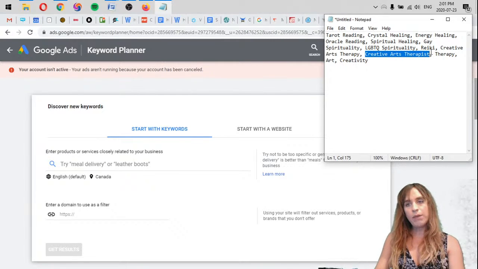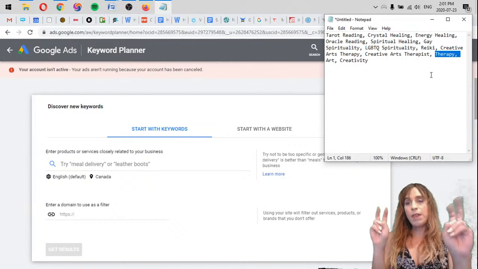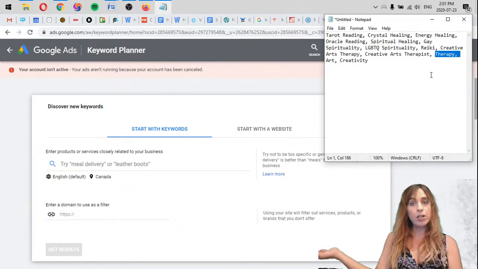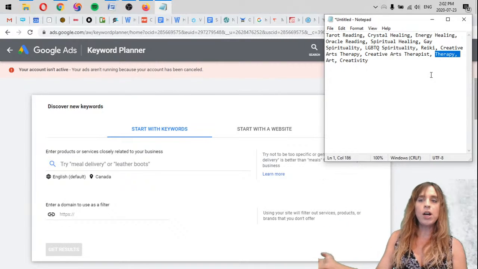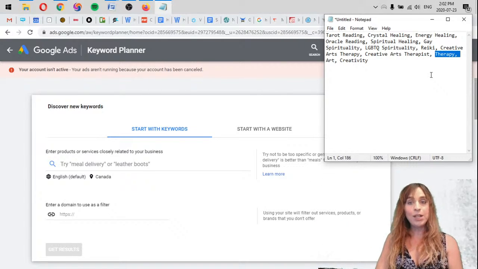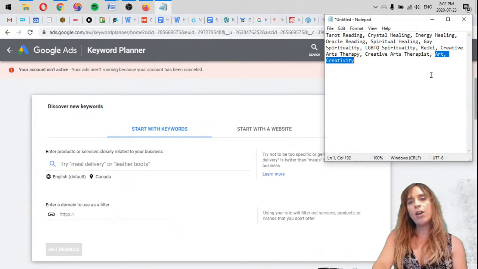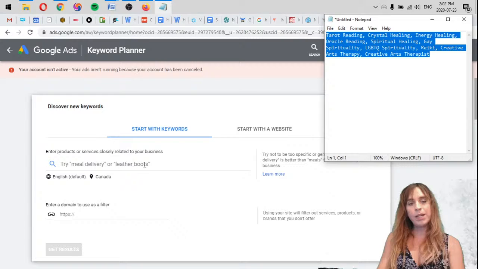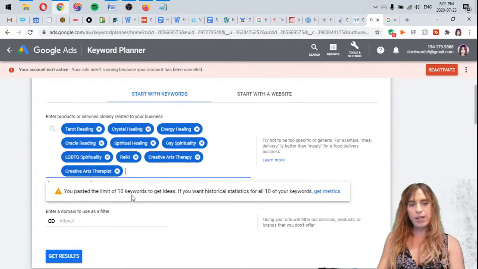Creative arts therapy, creative art therapist, absolutely. Therapy, too broad. He's not a psychotherapist. And often when people Google therapist, they mean psychotherapist, in the same way that someone would Google doctor and mean medical doctor and not dentist, even though a dentist is still a doctor, but that's not the common understanding. And then art and creativity, again, too broad. So we narrow down to 3, 4, 5, 6, 7, 8, 9, 10, 11. No, that is 10. 10, and that's perfect because the limit is 10 keywords, so AdWords won't let us see any more than that.